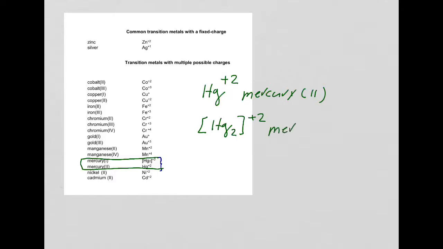Now, this is mercury 1. So mercury 2 is easy, has a +2 charge. Mercury 1, it will always be 2 of them hanging out together. So, because 2 of them are hanging out together, the overall charge is always going to be +2. And that's why they always put a bracket around mercury 1 and write Hg2, because 2 mercury 1 hang out together and the overall charge will be +2.